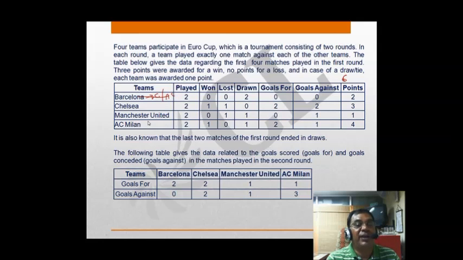So the next match will be Barcelona with MU. Barcelona with MU will be the next match. And then Chelsea, it has won 1 and lost 1. So it has not played against Barcelona, so it has to win over Man U. So Chelsea has won over MU, I'll just make an arrow, and lost. AC Milan has won over Chelsea.